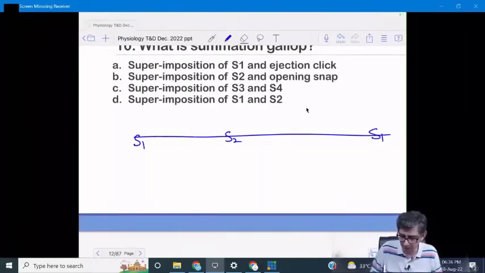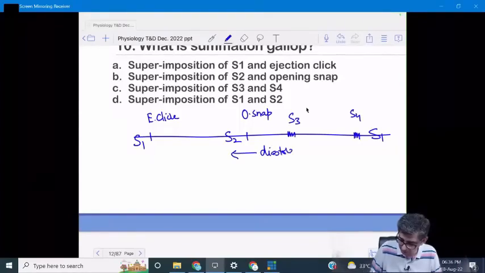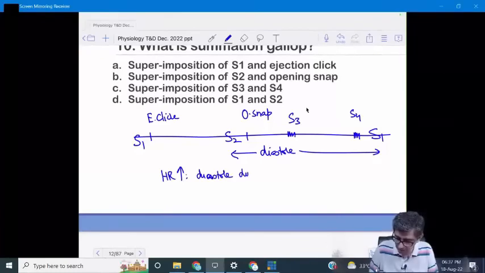This is S1. After that, we get an ejection click. After S2, we get the opening snap. And then we have S3, and then we have S4. This period is what is called as diastole. Whenever the patient would be having a tachycardia, तो tachycardia में हमेशा क्या होता है कि diastole की जो duration होती है, वो diastole की duration relatively less हो जाती है.